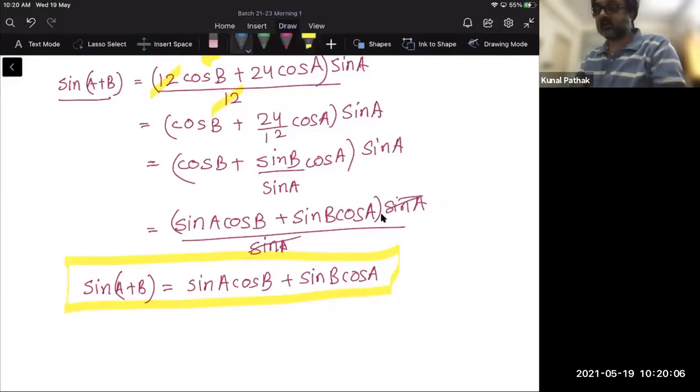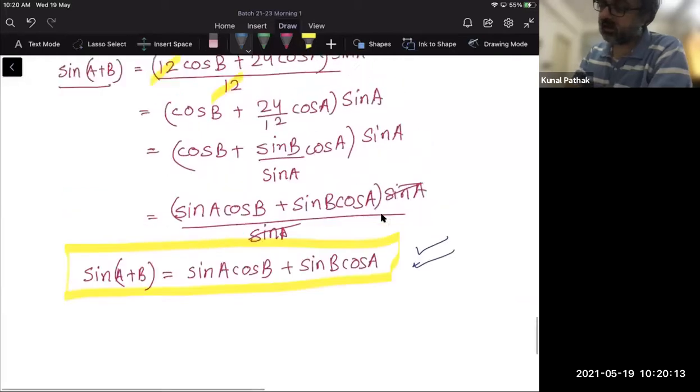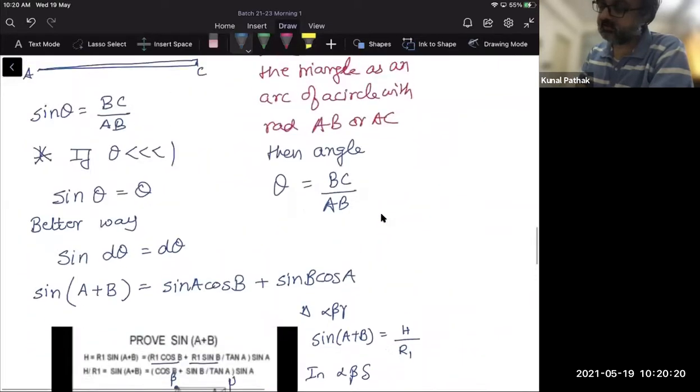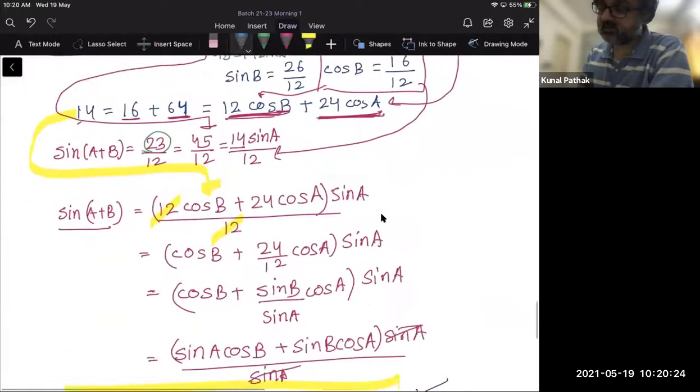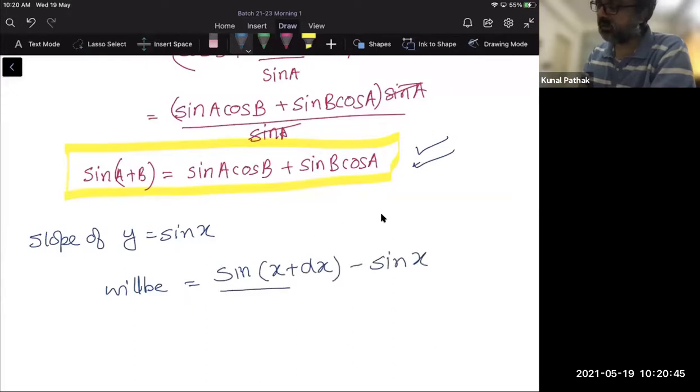Okay, so after that little detour, we come back and we use this result to derive the differentiation of sine x, right? So the slope of y equals sine x will be sine of x plus dx minus sine x, whole divided by dx, right? That's our standard formula. Now sine of x plus dx I can put here, so I can put this as x and I can put this as dx.